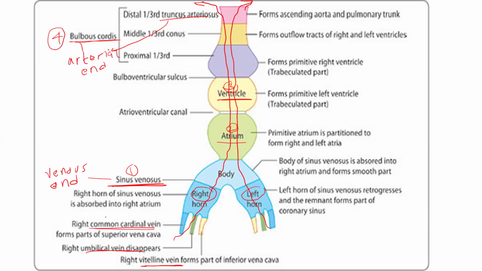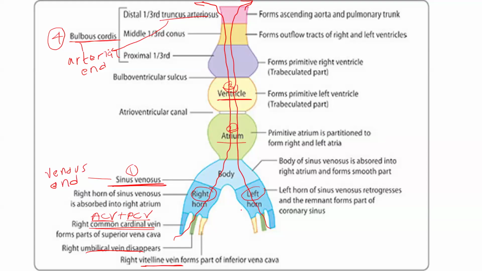Now, the common cardinal vein is formed by the union of anterior cardinal vein with posterior cardinal vein. Anterior cardinal vein drains the head and neck structures, the future head and neck structures. Posterior cardinal vein drains the lower limbs and the trunk. And they unite to form the common cardinal vein. Now, the umbilical vein drains the placenta. That is obvious. And then the vitelline vein, on the other hand, drains the umbilical vesicle. The umbilical vesicle is drained by the vitelline vein. So these structures drain into the horns.